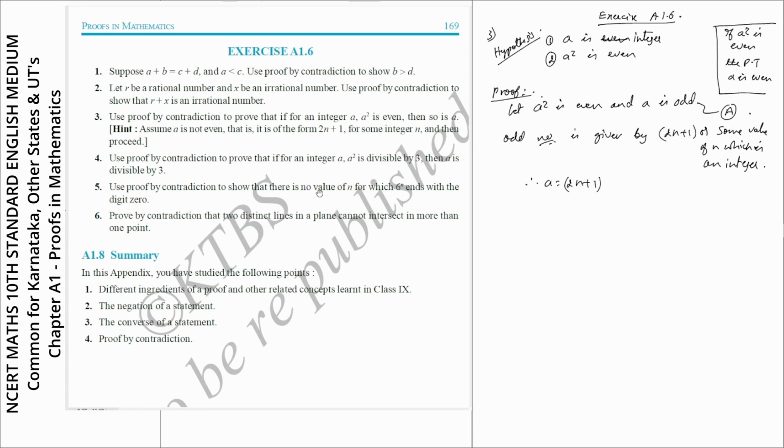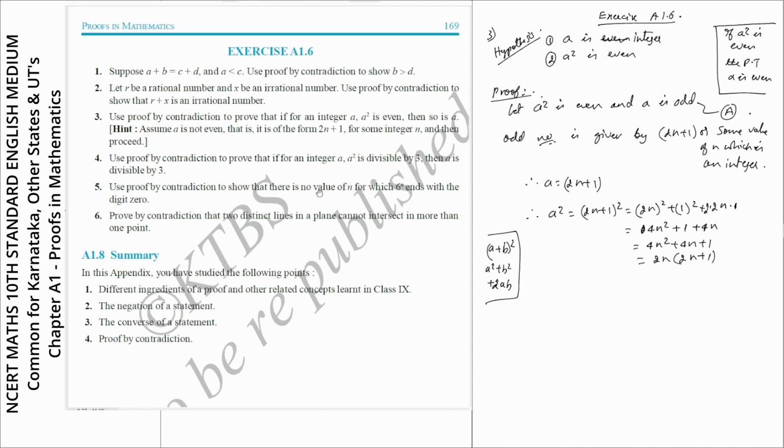Given any value of n as an integer, n may be 0, 1, 2, 3 or minus 1, minus 2, minus 3, anything. If we give a value for n, then we get an odd number only for a. Therefore a square is equal to 2n plus 1 the whole square. So this is equal to, now expanding, 2n the whole square plus 1 the whole square plus 2 into 2n into 1. I am using the formula a plus b the whole square is equal to a square plus b square plus 2ab. So this is 4n square plus 1 plus 4n, which simplifies to 4n square plus 4n plus 1. If I take 2n common, I get 2n into 2n plus 1, plus 1.